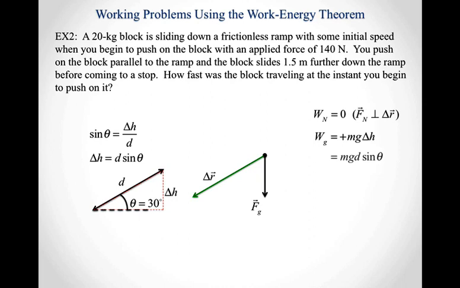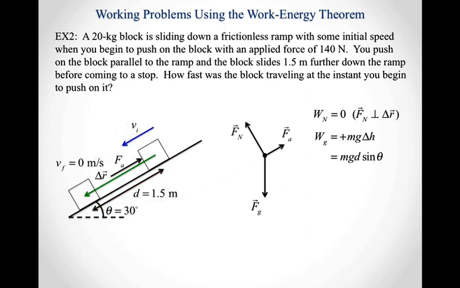So I can plug that into my expression for calculating the work done by gravity. What I end up with is that the work done by gravity on my block as it slides down the incline is going to be mgd times the sine of that incline, 30 degrees.